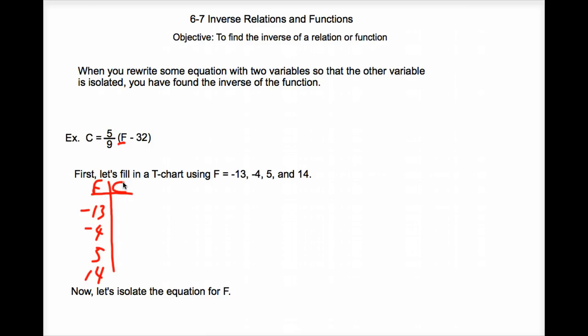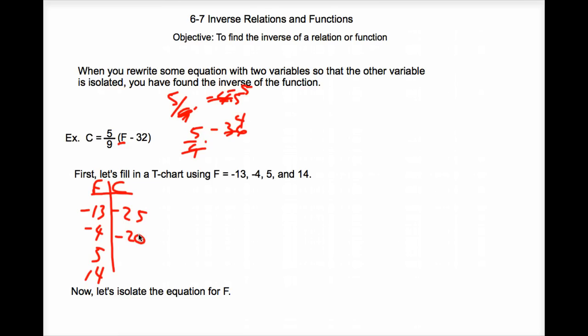If you plug in -13, you're going to go -13 minus 32. That's -45. And then 5/9 times -45 is just -45 divided by 9, which is -5, and you get -25 when you multiply 5 and -5. Why do I use such weird numbers? Well, they're going to come out nice. If you plug in -4, you go -4 minus 32 is -36, and we take that times 5/9, so I'm just going to divide first, and I get -20.